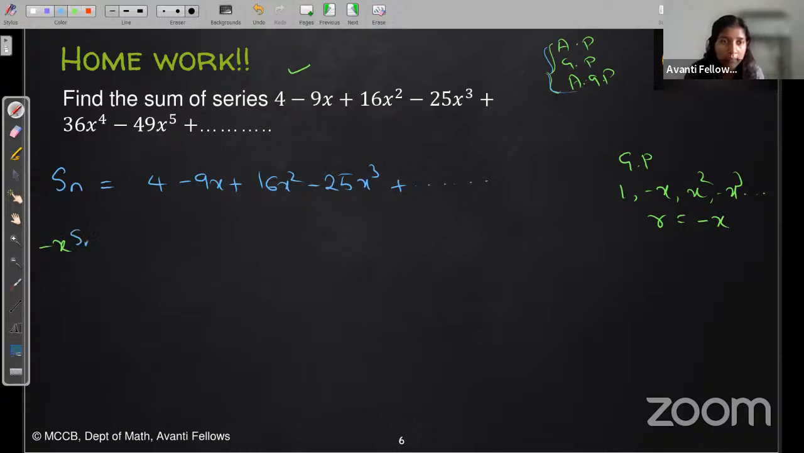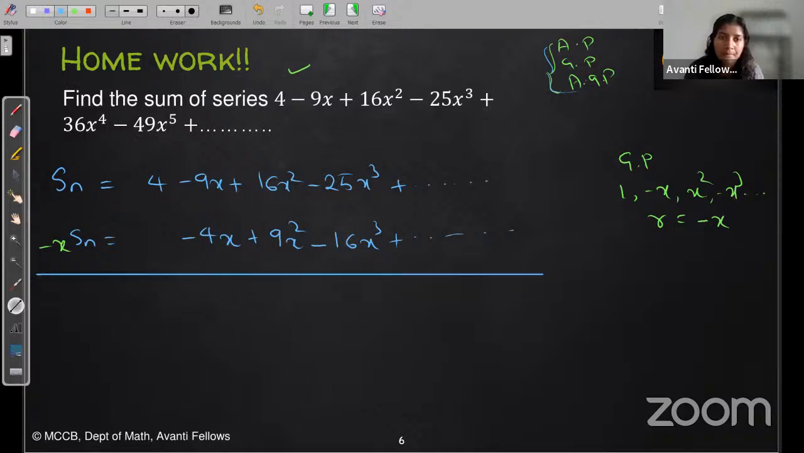We will get minus xSn, that is equal to minus 4x. The second term is minus 9x, multiplied by minus x. It's going to be plus 9x squared. The third term is going to be minus 16x cubed plus so on as it is. Okay. So this is the second step that we have to do. Now what do we have to do in the third step? Tell me what we have to do in the third step.